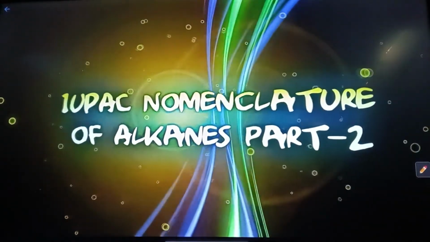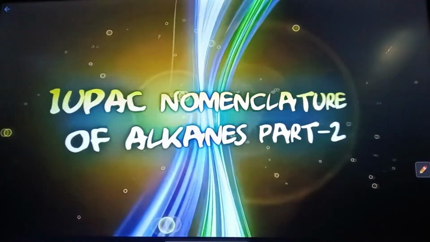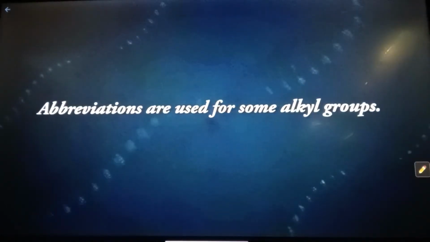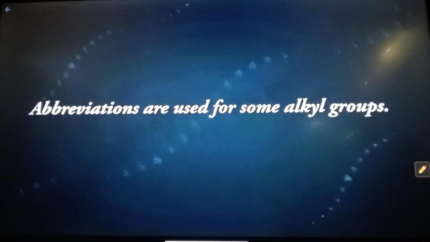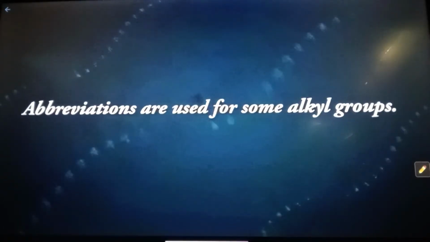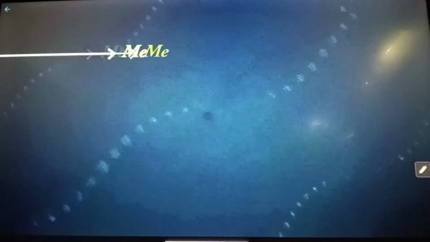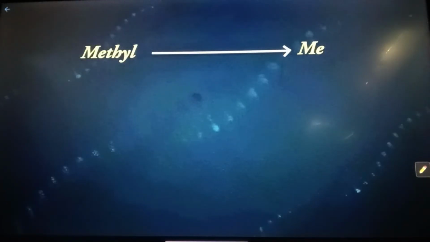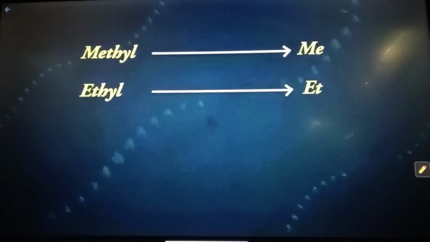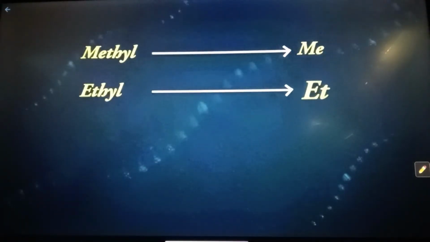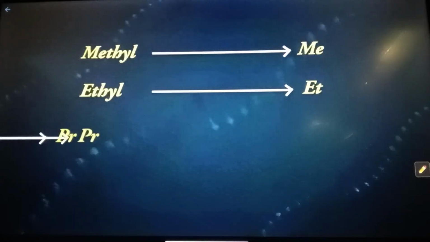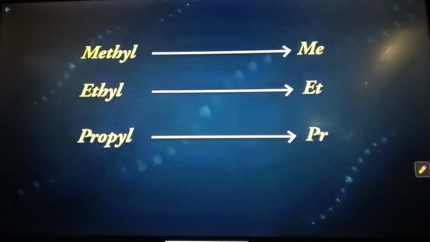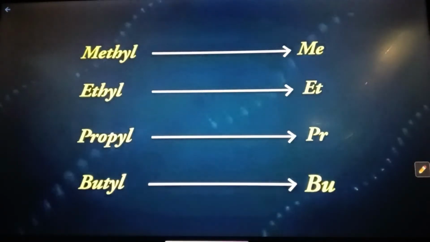See Nomenclature of Alkanes, Part 2. Abbreviations are used for some alkyl groups. For example, methyl is abbreviated as Me, ethyl as Et, propyl as Pr, and butyl as Bu.